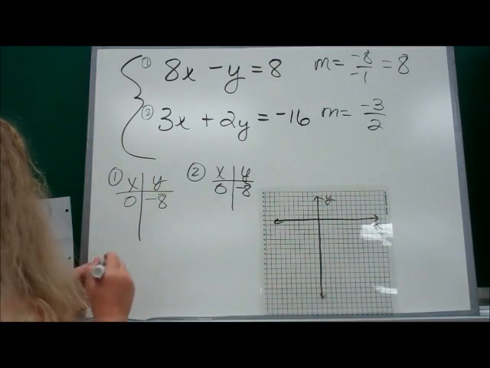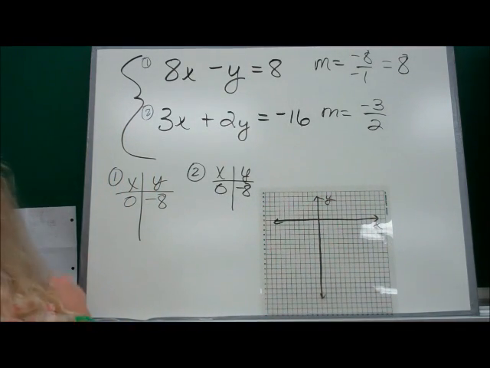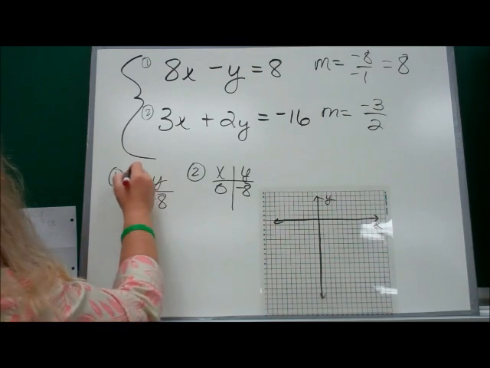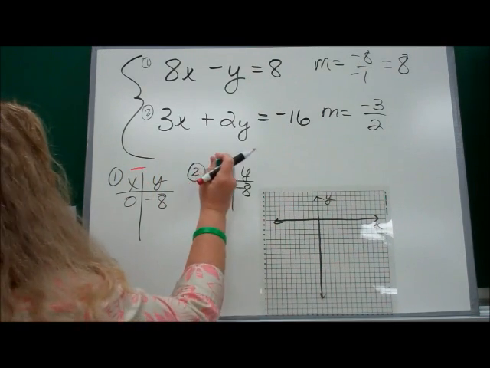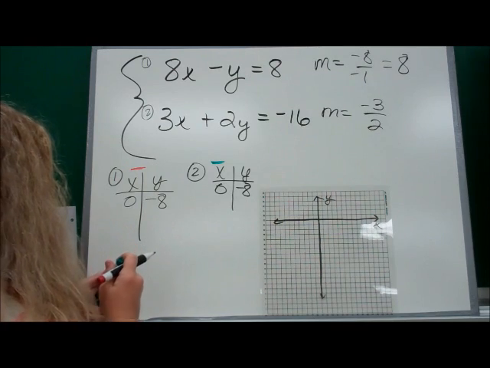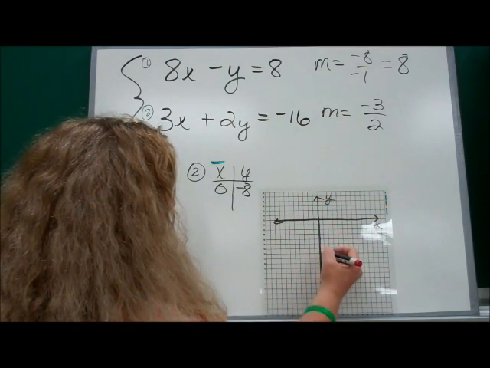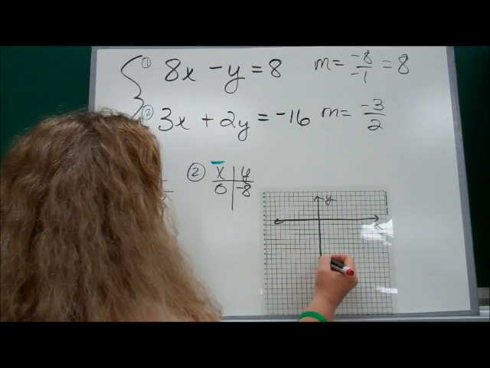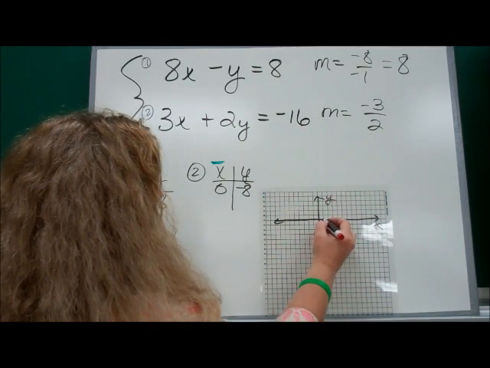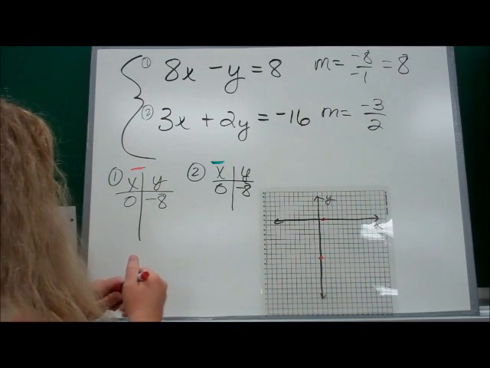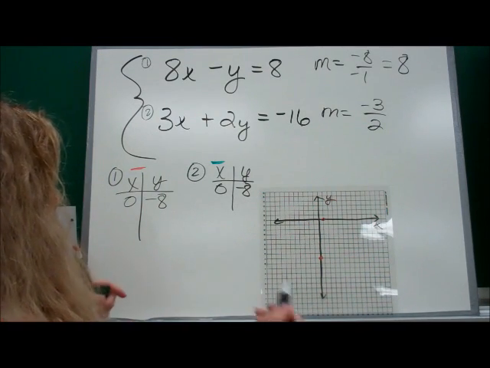Okay. Equation 1 will be in red again. Equation 2 will be in green again. For equation 1, plot the point 0, -8. Use the slope, up 8 over 1. How about equation number 2?